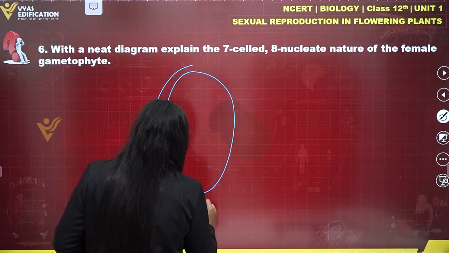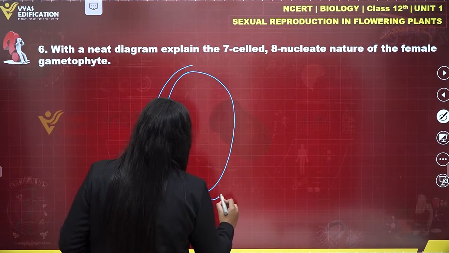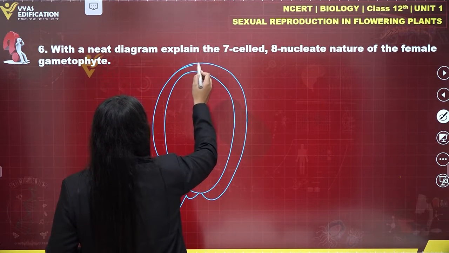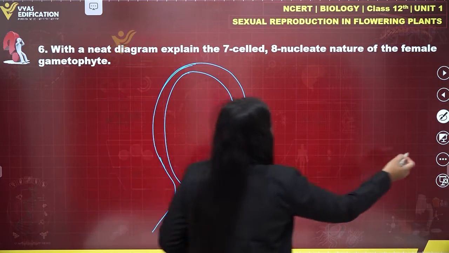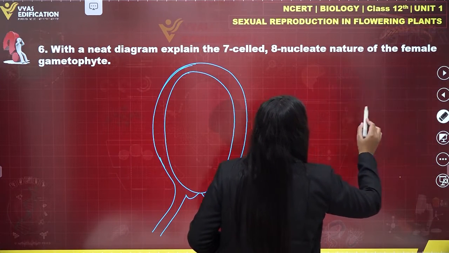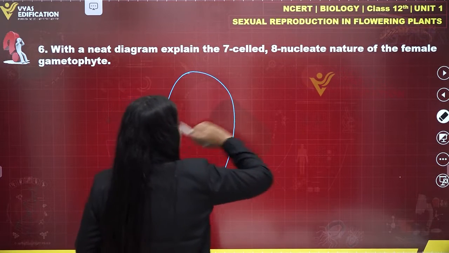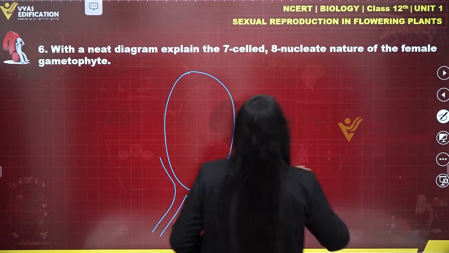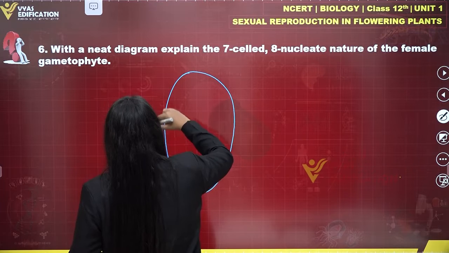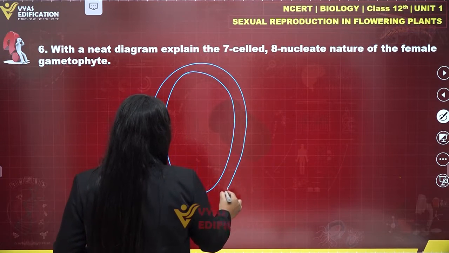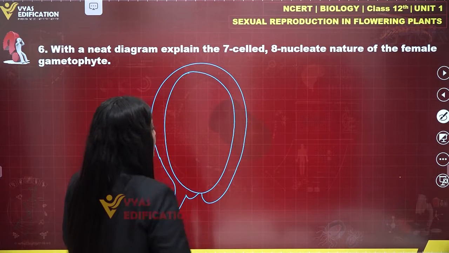These are the integuments, and there is a region here where the integuments are not covering the ovule. That particular region is known as the micropylar end. So here we have a diagram of this embryo sac.